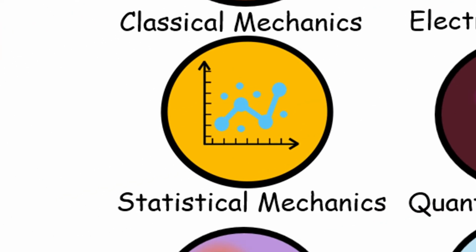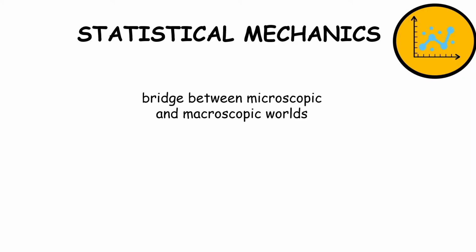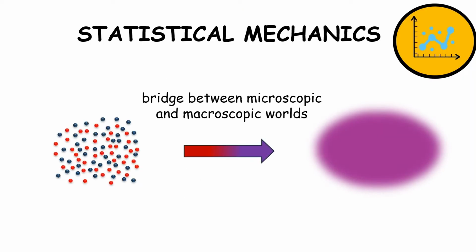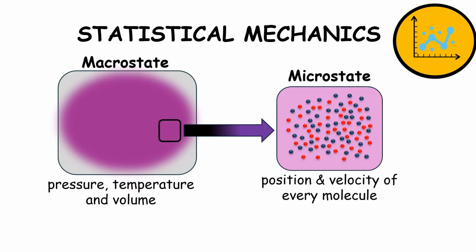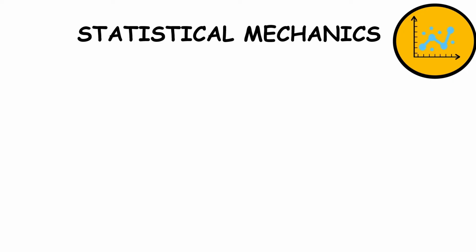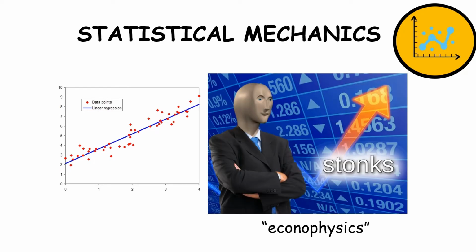Statistical Mechanics. This branch explains how the behavior of large groups of particles lead to the properties we observe, such as temperature and pressure. It explains the macrostates' properties from the underlying microstates of the particles. It actually has a broad application in many fields due to its statistical nature.